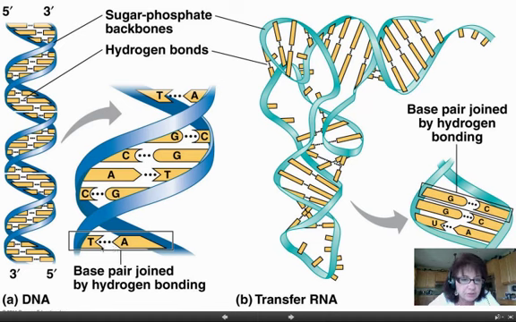This shouldn't have 3 dots. This should have 2 dots. 2 hydrogen bonds hold the A and the T together, 3 hydrogen bonds hold the G and the C together. That's called the sugar phosphate backbone. That's what that blue ribbon is, and then the bases are the rungs of the ladder.